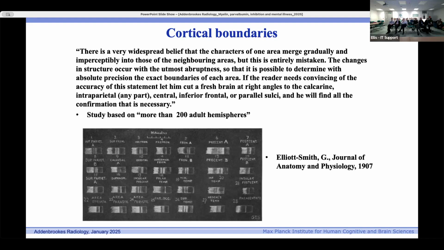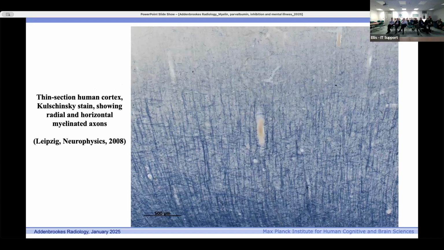And it is striking when you start looking at stained sections of brains just how clear cut these boundaries actually are. This is a high resolution section of human cortex showing these radial fibers coming out from the white matter and the horizontal fibers, which don't always obviously lie in the plane of the section. In fact, generally speaking, they don't. So you can see little bits of them, but you can see how they are more or less at right angles to the radial fibers.